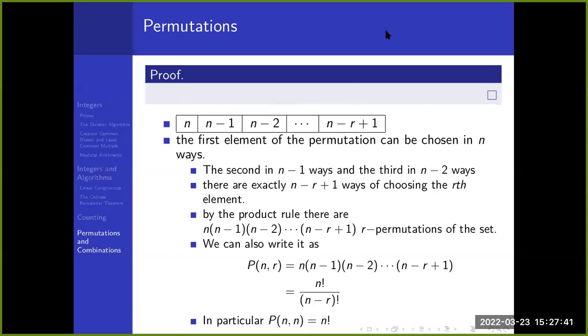So we have the proof here now. I think it's clear.